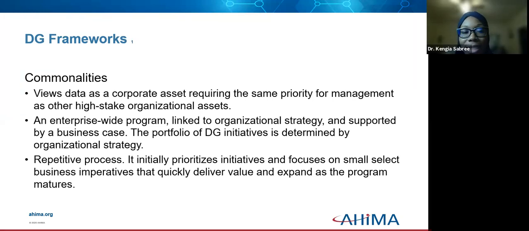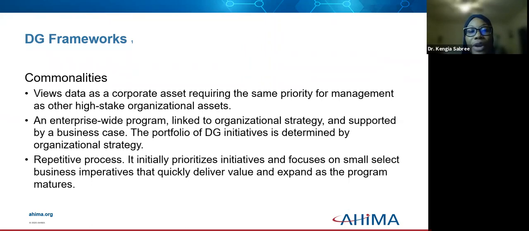So, some commonalities. We talked a little bit about commonalities, but these are commonalities in the data governance frameworks. Some of the commonalities are that it views data as a corporate asset, requiring the same priority for management as other high-stake organizational assets. It's an enterprise-wide program that's linked to the organizational strategy and supported by a business case. So the portfolio of data governance initiatives is determined by the organizational strategy.